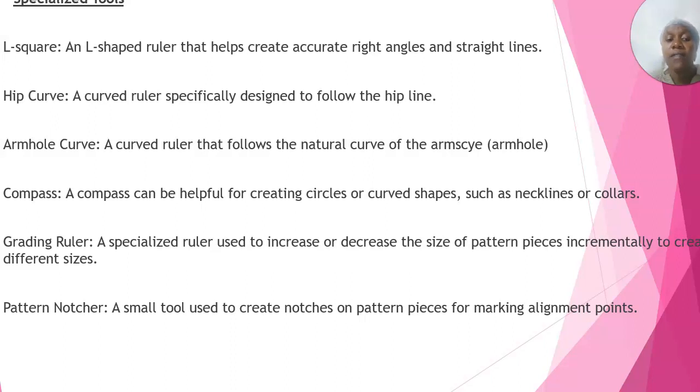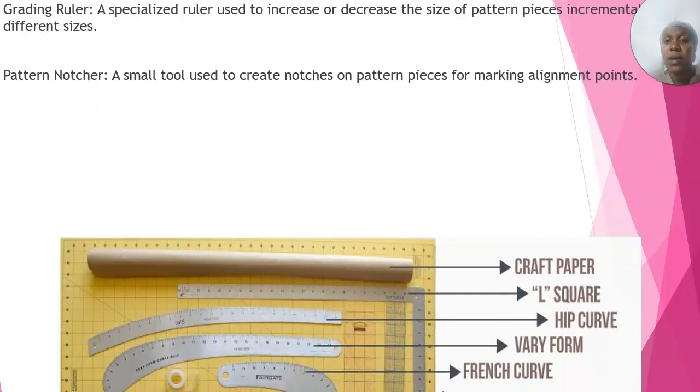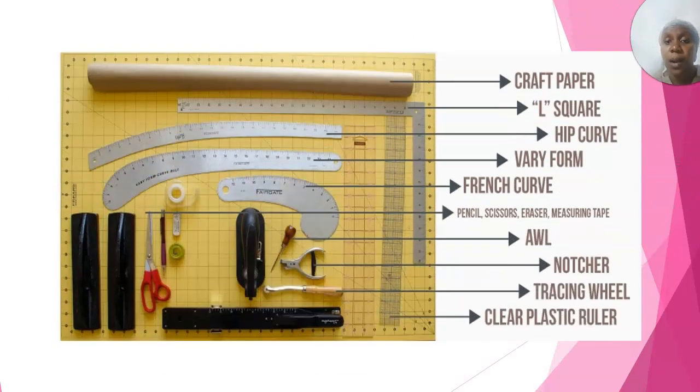We have the pattern notcher, a small tool that is used to create notches on pattern pieces for marking the alignment points. Here is what I'm talking about. Here we have the craft paper, the one that you're going to use. People call it the brown paper. We have the L square, you can see it. It's used for making right angles or a straight line.